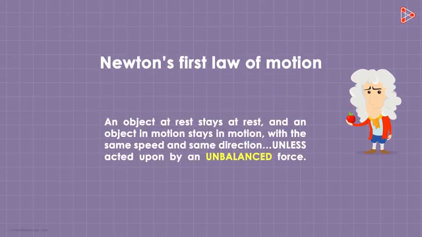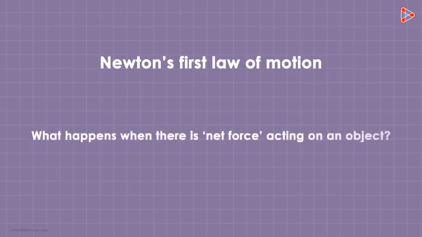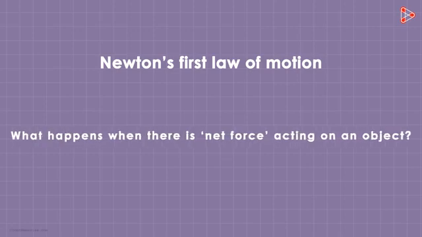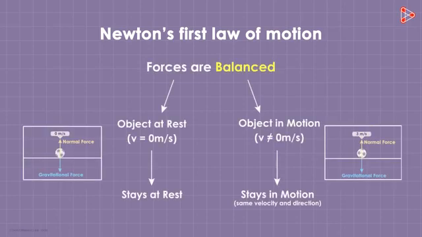It says that an object will continue to do what it's doing unless acted upon by an unbalanced force or some net force. Now the important question is, what happens when there is net force acting on an object? That's precisely what the second law of motion will discuss. Do you remember understanding the first law of motion with a simple diagram?